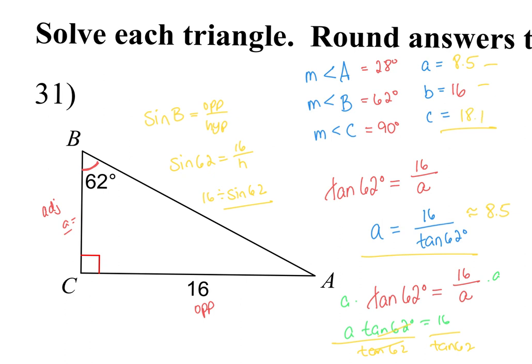So when you do this for me, if you can write neatly, you can either go in and write your 28 degrees, write your 18.1 here, and write your 8.5 here. Make sure every side and every angle is labeled. Or you can write it out over here. Whichever way you feel, you're going to make sure you get every side and every angle.